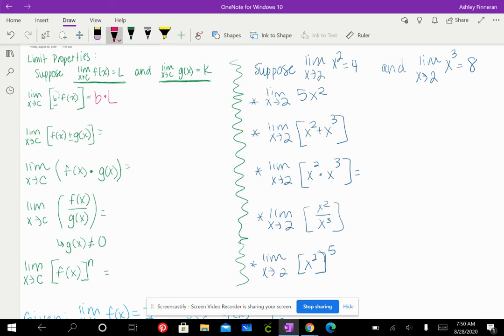So if I ask you for the limit as x approaches 2 of 5x squared, well, since the limit as x approaches 2 of x squared is 4, it's going to end up being 5 times 4, which is just 20. The next property says that if you were taking the limit of two functions added together, you can just add the individual limits, or subtract them if it was subtraction. So this would be L plus or minus k, meaning that if I want the limit as x approaches 2 of x squared plus x cubed, I just want to take the limit as x approaches 2 of x squared and add the limit as x approaches 2 of x cubed.